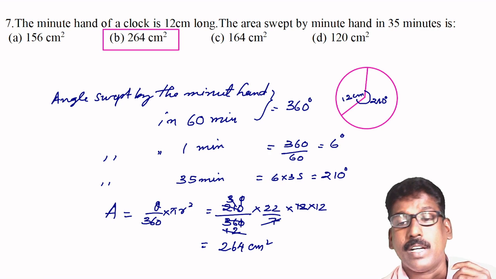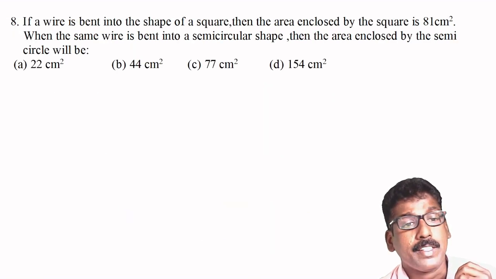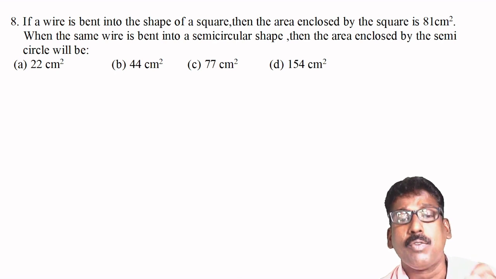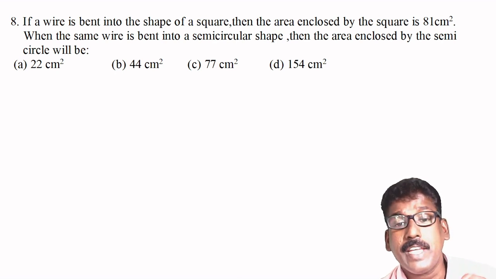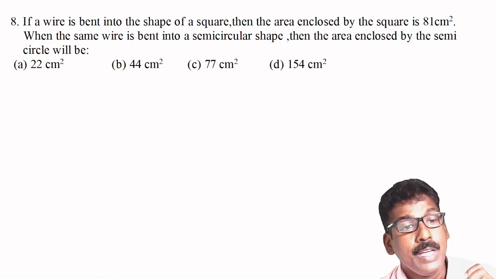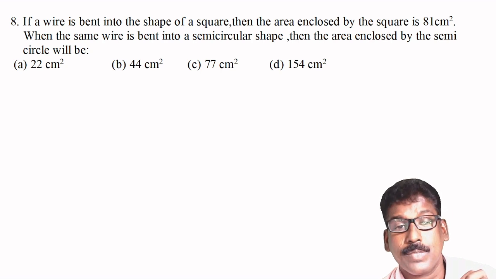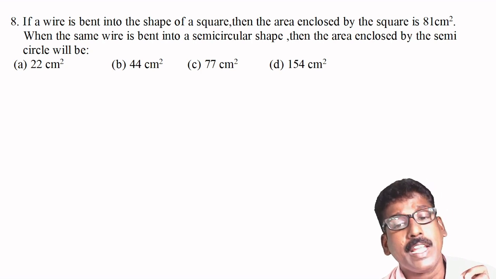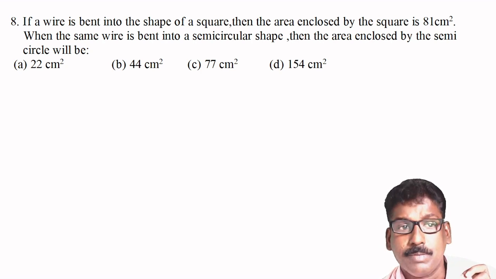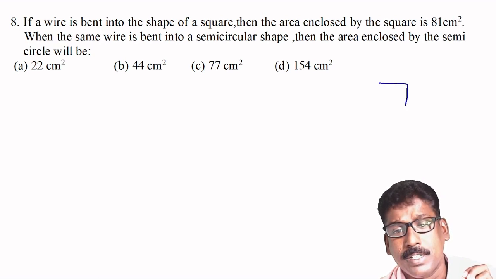Now let us look at question number 8. If a wire is bent in the shape of a square, then the area enclosed by the square is 81 centimeter square. When the same wire is bent into a semicircular shape, then the area enclosed by the semicircle will be? First, the wire is bent into the shape of a square.